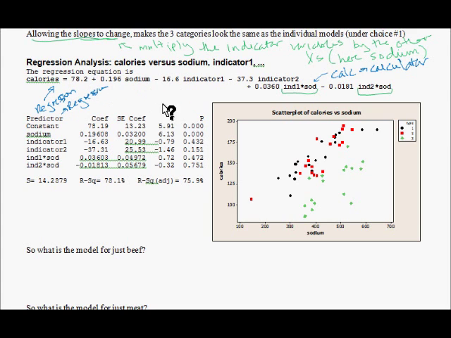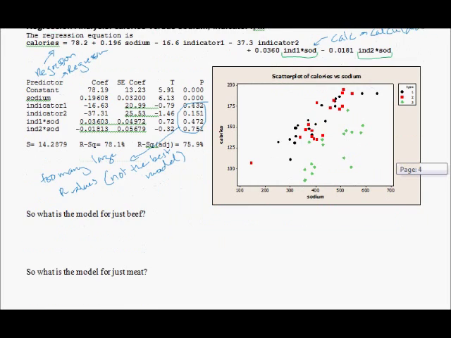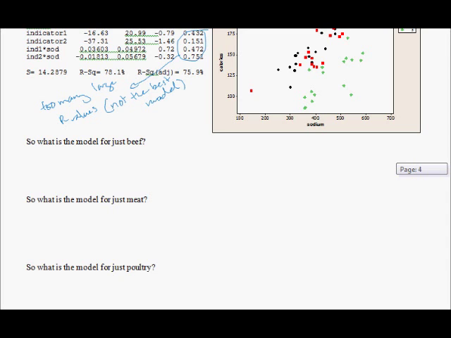So now we've got this full model, but again we've got problems here because we've got way too many big p-values. Way too many large p-values. So it's not the best model. I guess it could be, but it's very unlikely. But let's first go ahead and see what this is telling us, and then we'll see what we can do to make it better. So I want to know what's the model for beef, meat, and poultry.